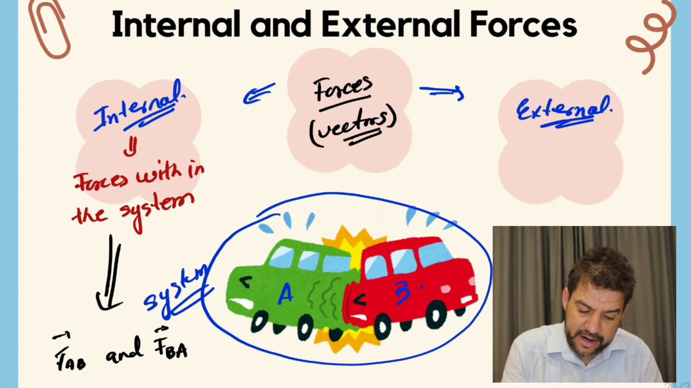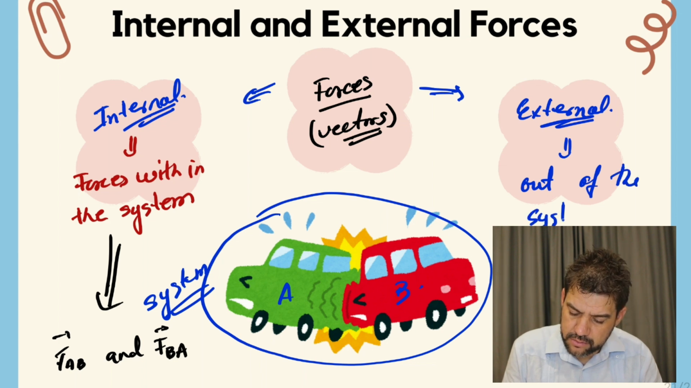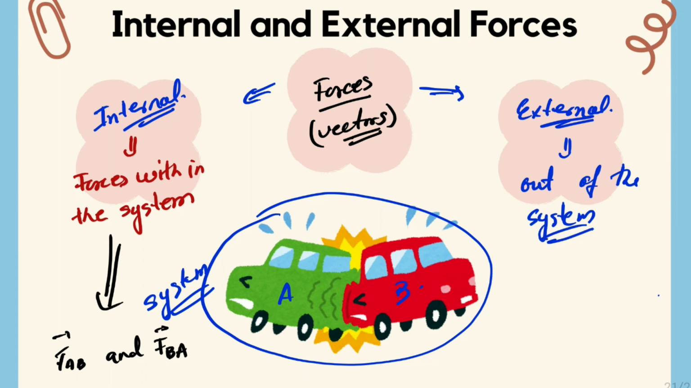Now, the external forces are forces from outside, out of the system. For example, in this situation in which the system is only the cars, the frictional force is going to be external. The only forces that matter in this system are the forces that one car exerts on the other car. Everything else is what we call external forces. This is the classification of forces, and it's very important.